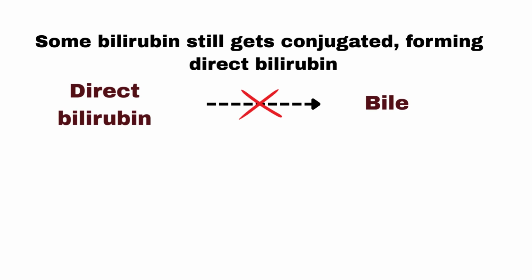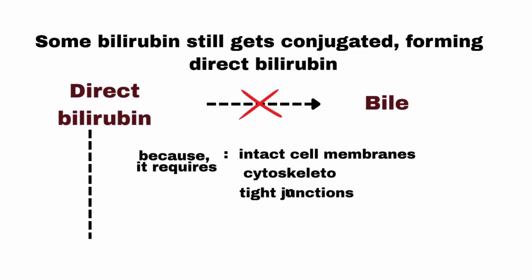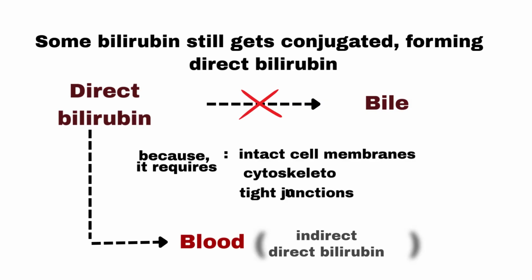Why? Because biliary secretion requires intact cell membranes, cytoskeleton, and tight junctions. So, instead of going into bile, direct bilirubin regurgitates back into the blood. That's why in hepatocellular jaundice, both indirect and direct bilirubin are increased.